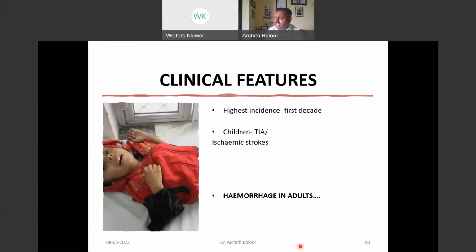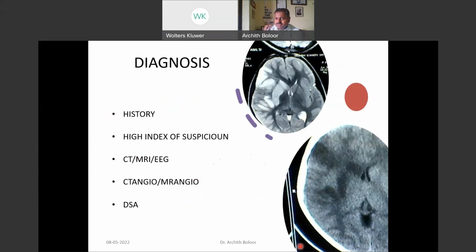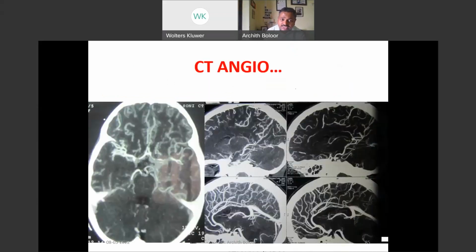So patients usually come in the first decade, and in children it's usually TIAs and ischemic events. In adults we get hemorrhagic strokes. It manifests both. So again, the classical appearance is seen on a CT angio, and that's how we diagnose it. The puff of smoke appearance, you can see there, and the classical creeping ivy pattern. You can see that it's like an ivy that is creeping on the wall. That's the pattern that you get.